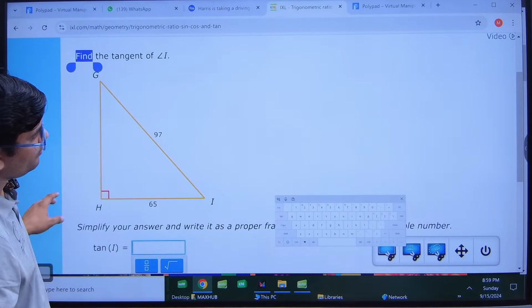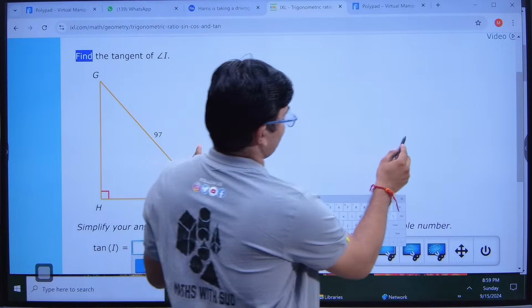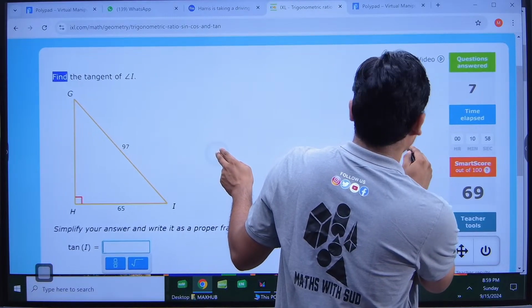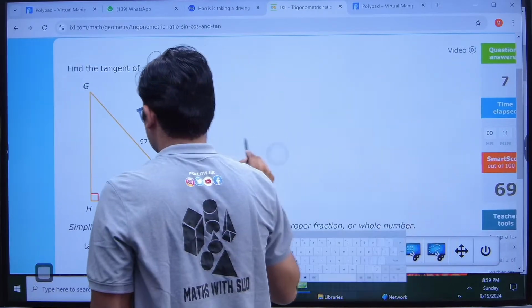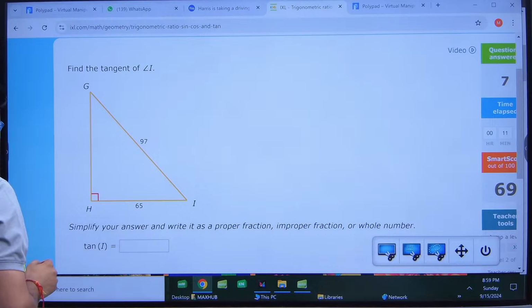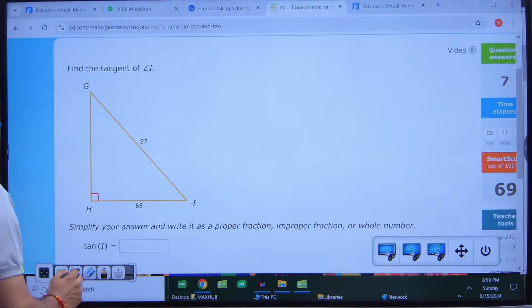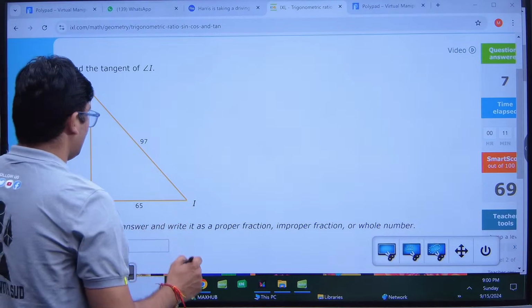Tangent of I. Okay, this is also 97, not 65. 97 and 65. So you have to subtract 97 square minus 65 square.